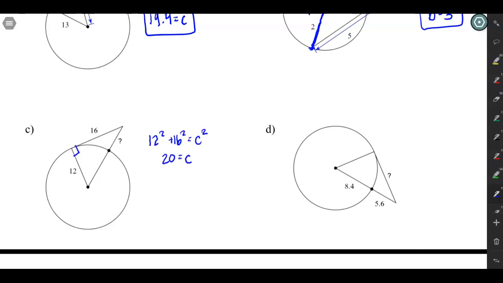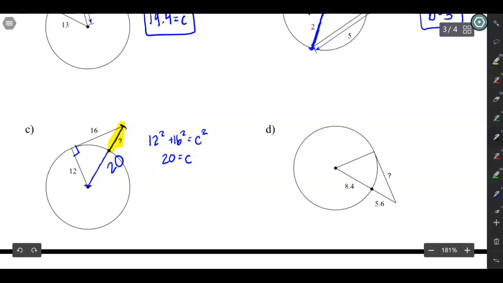Okay, maybe you got stuck on C, so I'm here to kind of help you finish that one off. You probably started this way. You found your right triangle, you set up the Pythagorean Theorem, and then you found that your missing side length for your triangle is c. So this whole blue side that I'm highlighting right now is 20. Now, unfortunately, that's not actually what this question wants. This question wants to know how long is just this piece.